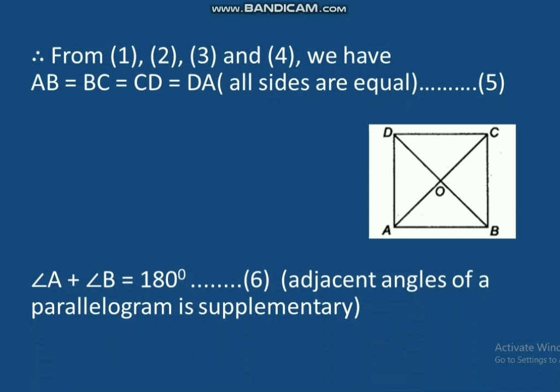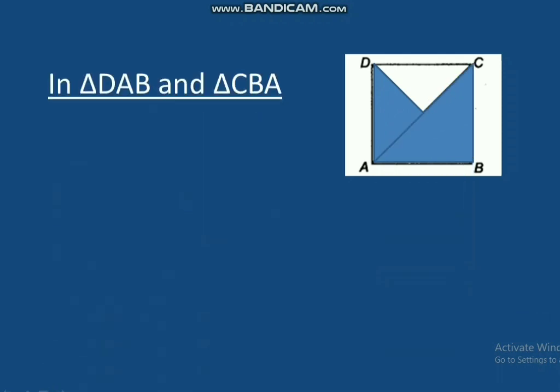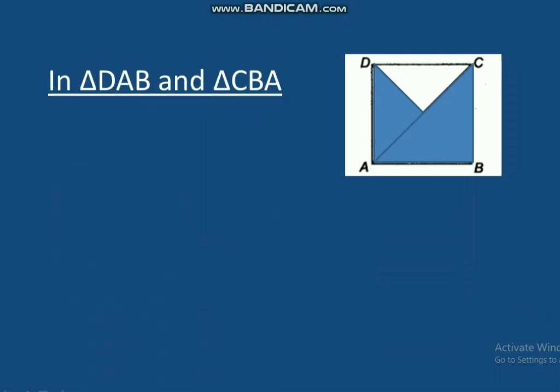Now, if we are able to show that angle A is equal to angle B, it is easy for us to prove that both of them are 90 degrees. For proving that, I am going to consider two triangles in which angle A and angle B are corresponding angles. So consider triangle DAB and triangle CBA. In both triangles, angle A and angle B are the corresponding angles. Now we will try to prove the congruency of these two triangles.